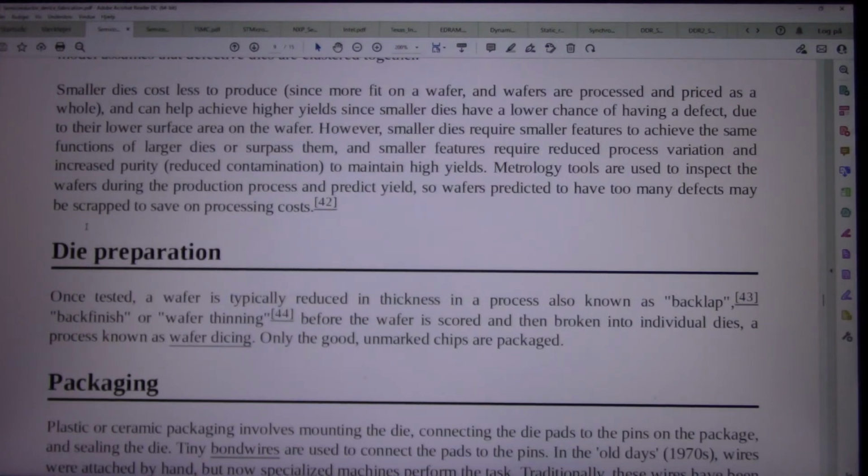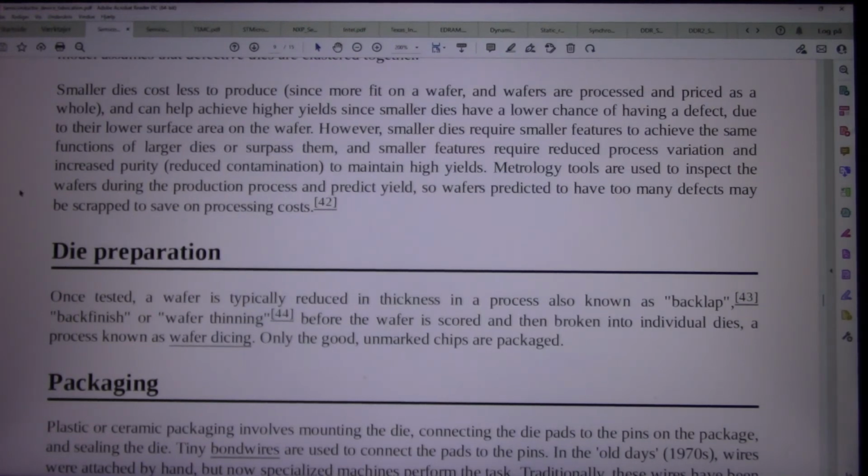41. Smaller dies cost less to produce, since more fit on a wafer, and wafers are processed and priced as a whole. They can also help achieve higher yields since smaller dies have a lower chance of having a defect, due to their lower surface area on the wafer. However, smaller dies require smaller features to achieve the same functions of larger dies or surpass them, and smaller features require reduced process variation and increased purity, reduced contamination, to maintain high yields. Metrology tools are used to inspect wafers during the production process and predict yield, so wafers predicted to have too many defects may be scrapped to save on processing costs.